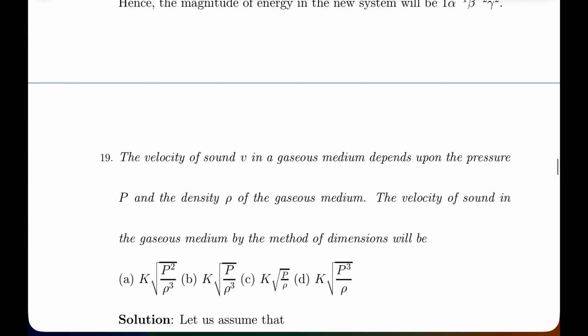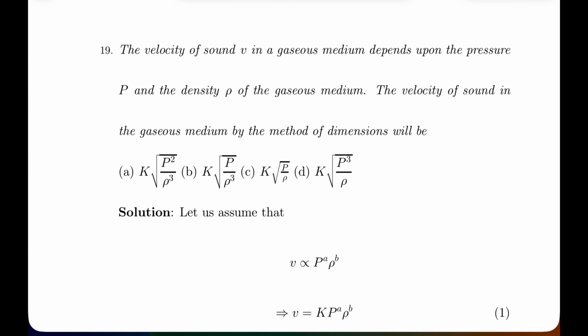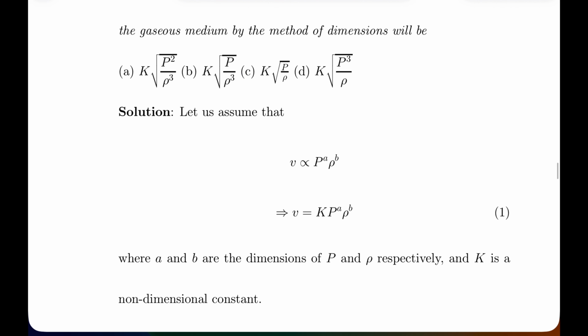Okay? Next, the velocity of sound in a medium depends upon its pressure and the density of the gaseous medium. Then you have to find the expression for the velocity of sound in the gaseous medium by the method of dimensions. So assume that velocity depends upon the pressure of the gas and density of the gaseous medium. We assume that V is proportional to P to the power a rho to the power b, or V equal to K times P to the power a rho to the power b, where a and b are the dimensions of P and rho respectively, and K is a non-dimensional constant.